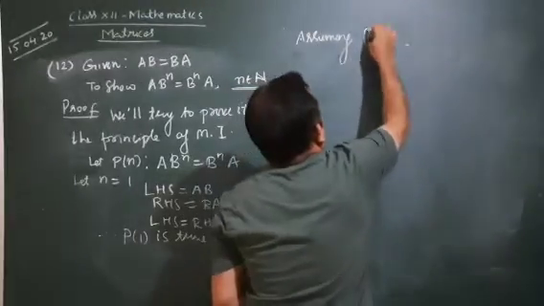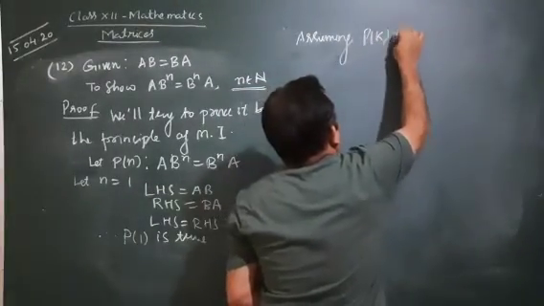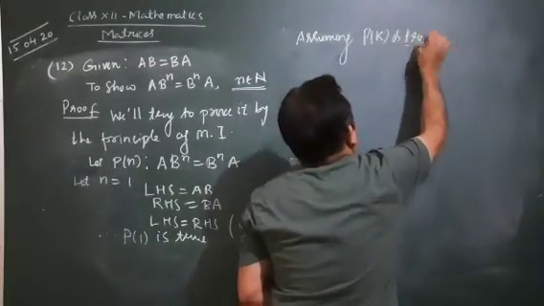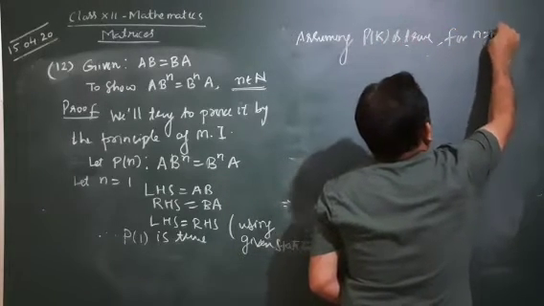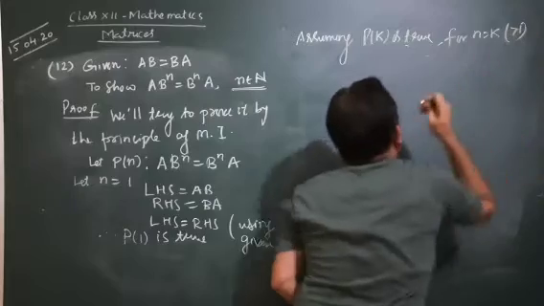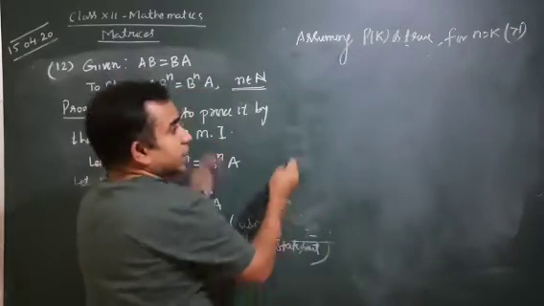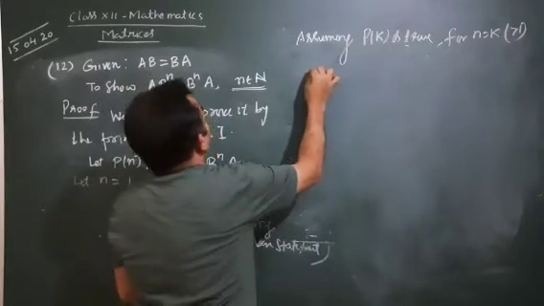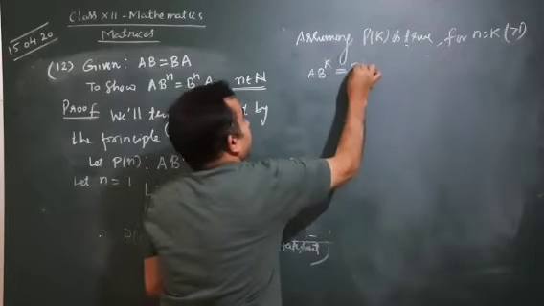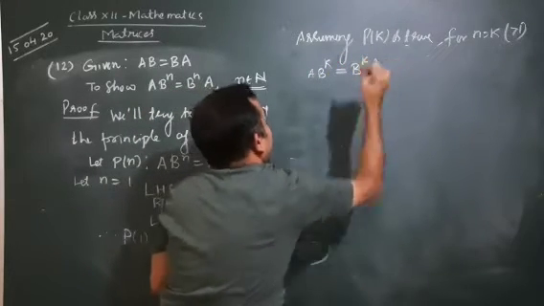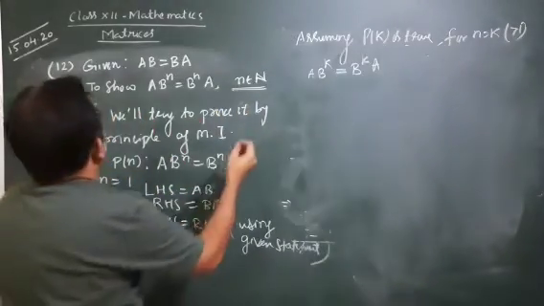Assuming P(k) is true for n equal to k bigger than 1, simply replace n with k, and this becomes AB to the power k is equal to B to the power k into A.